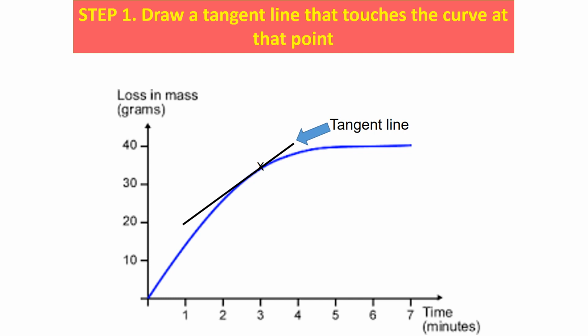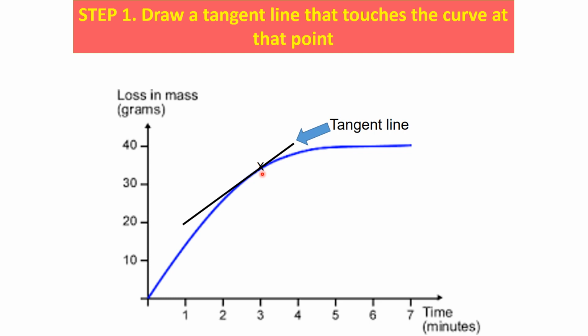So the first step is we need to draw a tangent line. With a tangent line, what you need to try and do is draw a line that matches the curve at that specific point. So you go up and you put a cross at the point you want to find out.